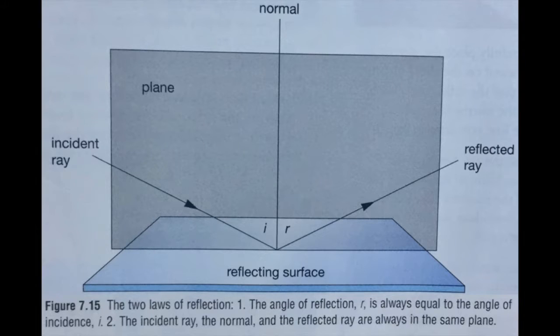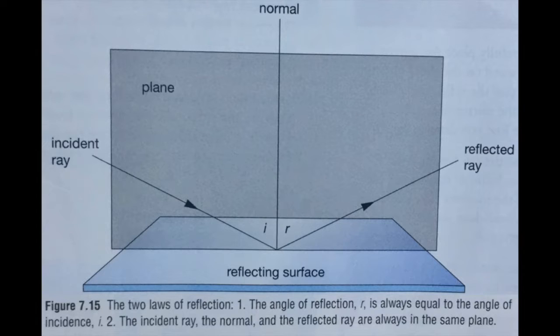Predictable behavior. Light that is reflected from a surface behaves in two predictable ways. You demonstrated this in Conduct an Investigation 7b. The two predictable behaviors of light are called the laws of reflection. The first law of reflection states that the angle of reflection is equal to the angle of incidence. For example, if the angle of incidence is 30 degrees, then the angle of reflection is also 30 degrees.